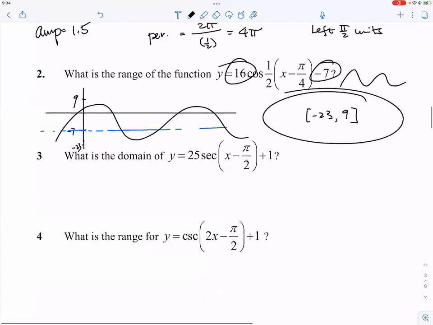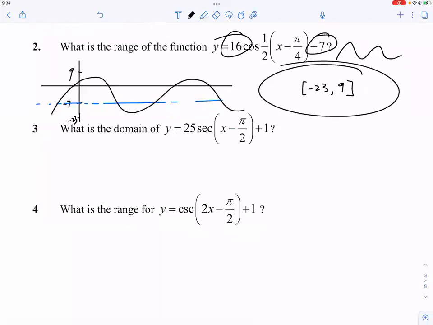All right, for number 3, what is the domain for this secant function? Now, I hope when you see the secant function, something flashes in your head that's like, oh, I know what this kind of graph looks like. You have something like this, right? So you have all these asymptotes and stuff. So when we ask for the domain for this secant function, it's essentially asking for the location of the asymptotes.